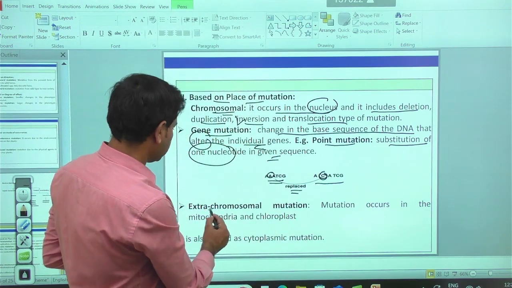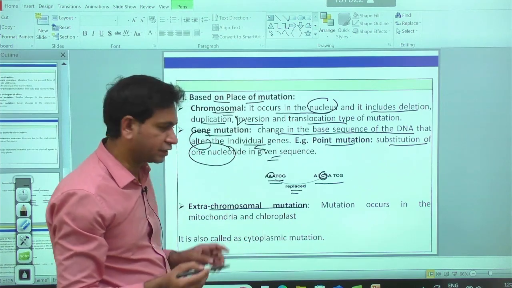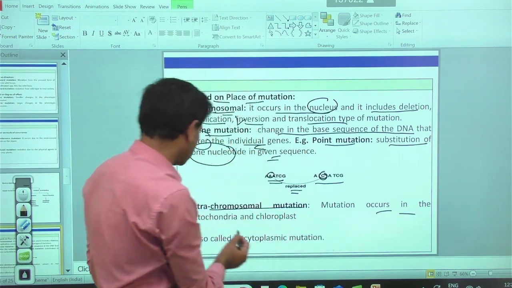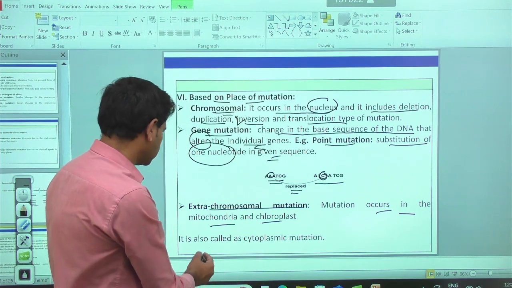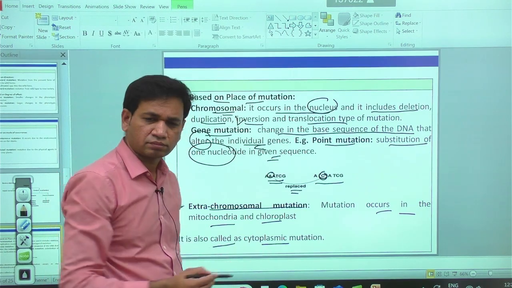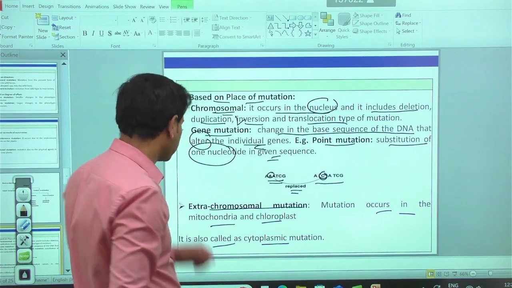Then the third one, extra chromosomal mutation. It occurs in the mitochondria as well as in the chloroplast region in the plant cell. So sometimes it is also called cytoplasmic mutation.